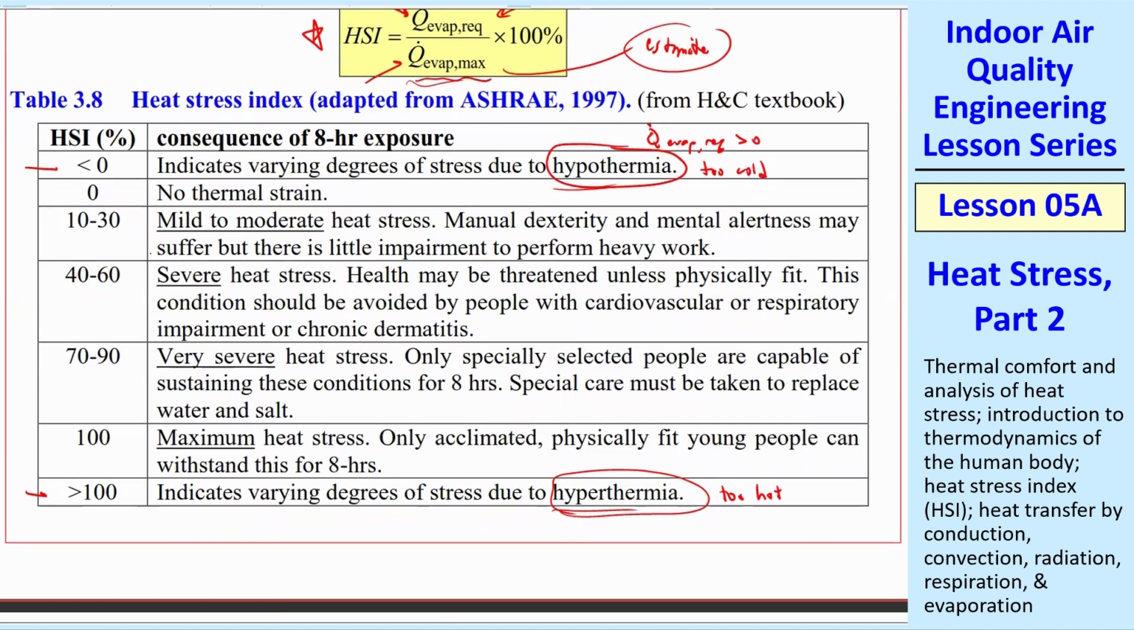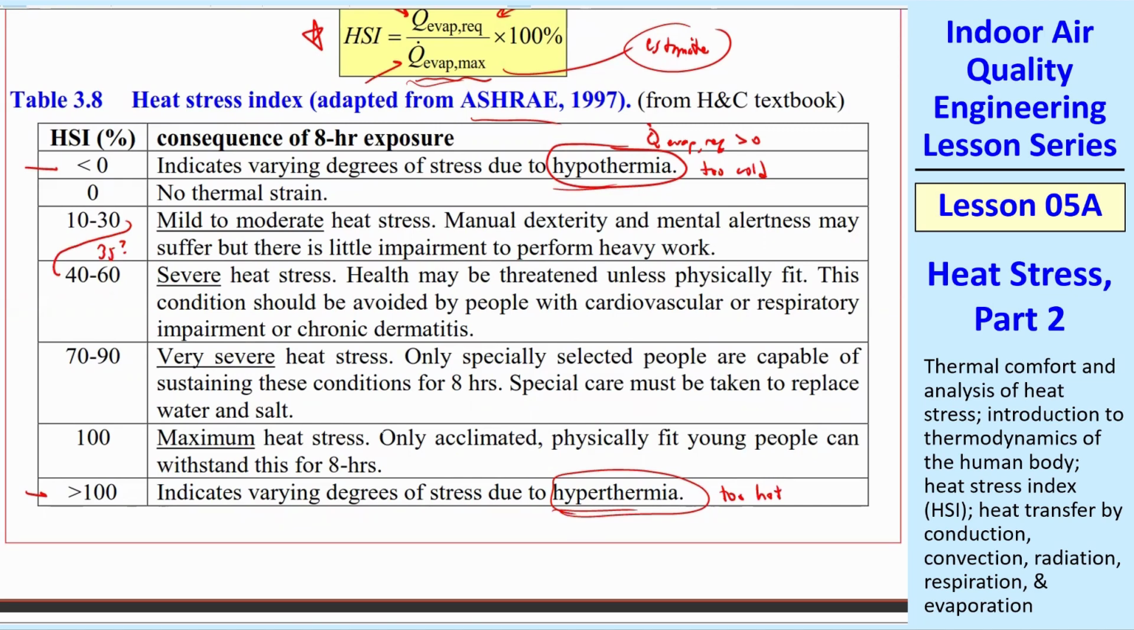This is a strange table because it has here 10 to 30 and then 40 to 60. What about 35? This is from ASHRAE, and I think the reason they did it this kind of strange way was just to say that this HSI is not very accurate. So if you're talking about 35.2, it's too many significant digits.